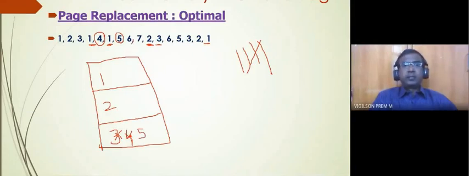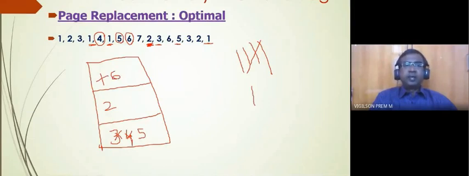Okay, now 6. Again, which is not going to be used for a long time among 1, 2 and 5? Sorry, 2 I am going to use immediately. 5 I am going to use immediately. 1 is not going to be used for a long time. So I will replace 1 here.